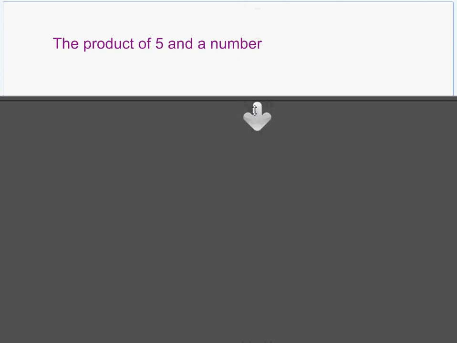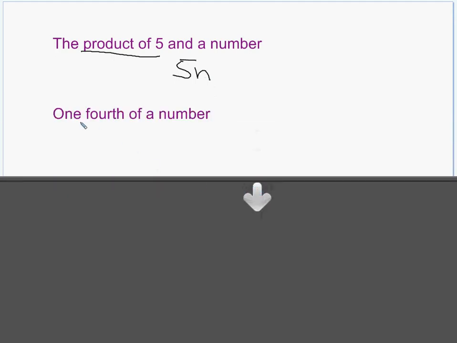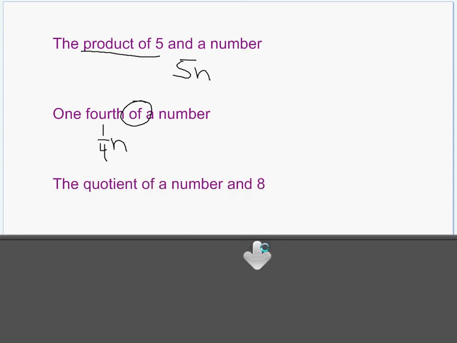Here we go. The product of 5 and a number. Product of. Product means what? Multiplication. So all you're going to do is write 5n. Okay? A fourth of a number. What is 1/4? Yeah, it's 1 over 4. Of is multiplication and number. Okay, don't put more into this. Lots of times people overthink it. Don't overthink it. Okay? Of is multiplication. 1/4 times n. Done.